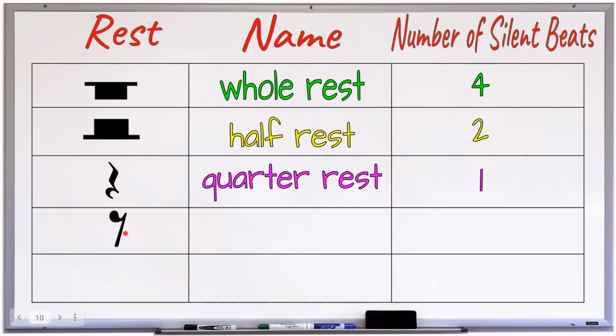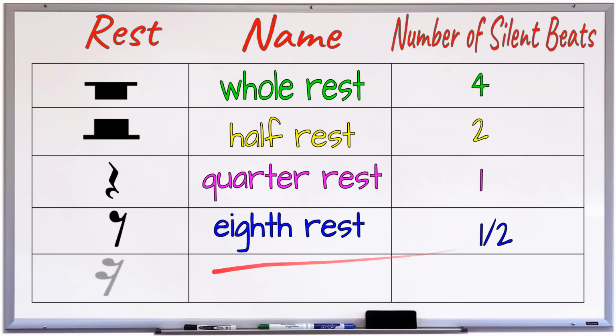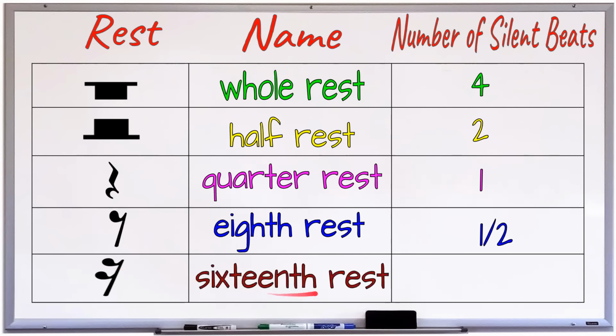For this one, it looks like the number 7. This is the flag, 1 flag or 1 beam. It's called an eighth rest, and it has 1/2 silent beat. For this one, it has 2 flags already. It's called a 16th rest, and it has 1/4 silent beat.